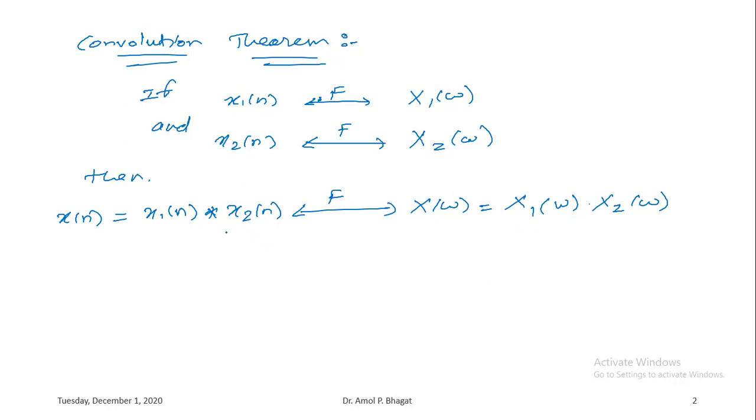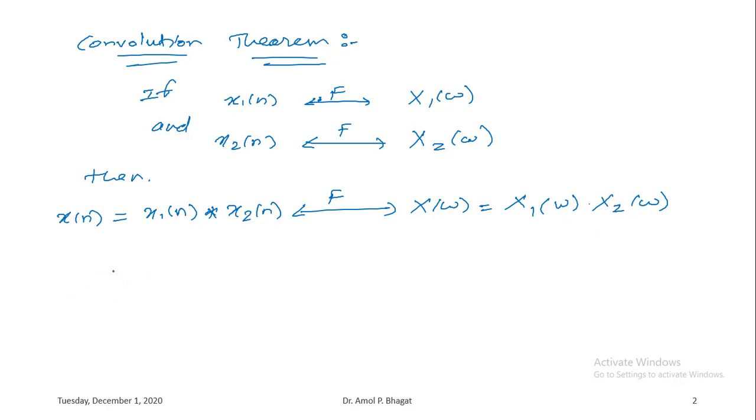So the convolution of two signals in the time domain is equivalent to multiplying their frequency spectrums in the frequency domain, or the Fourier transforms in the frequency domain, right? So we'll just try to prove this property, right?